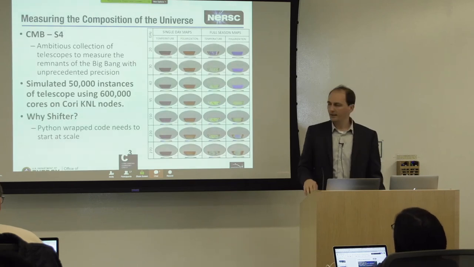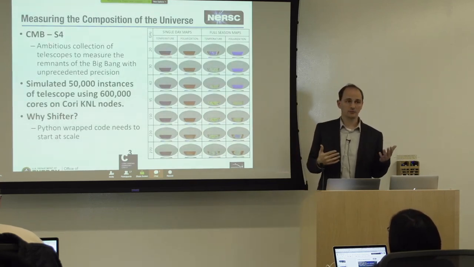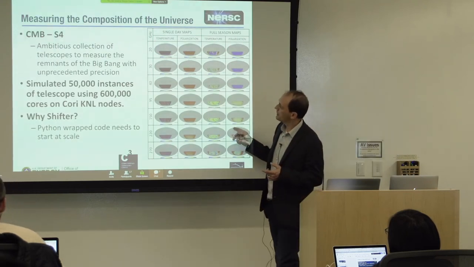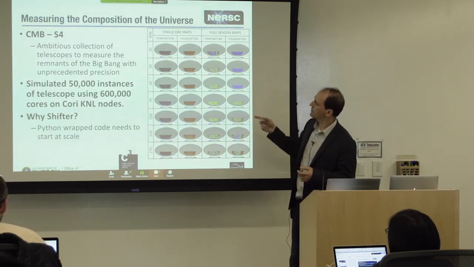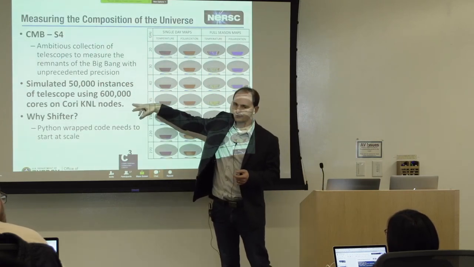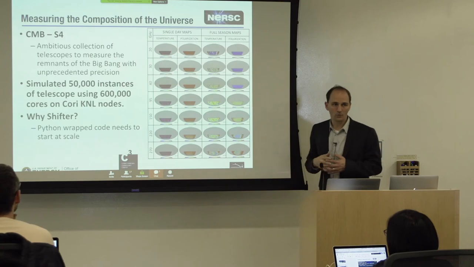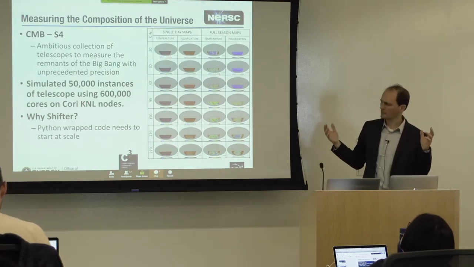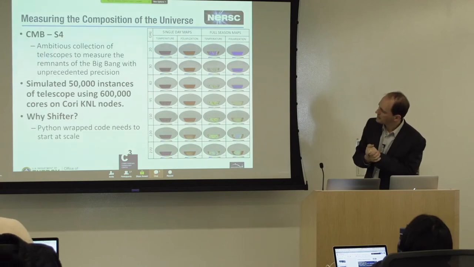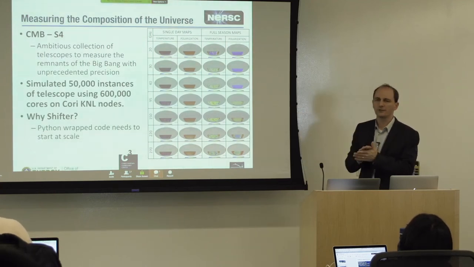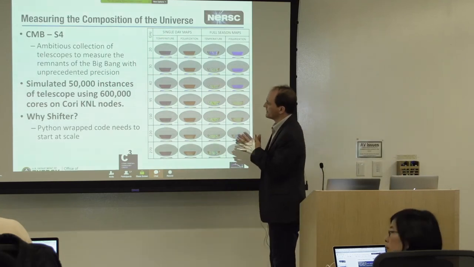And just briefly, an example of how some users have used Shifter. This comes from an application called TOAST. And here they ran at pretty much the full scale of the KNL side of Cori. So some 50,000, I think, do you remember what scale they ran at? 600,000? Yeah, 600,000 cores. Yeah, it's the full machine.